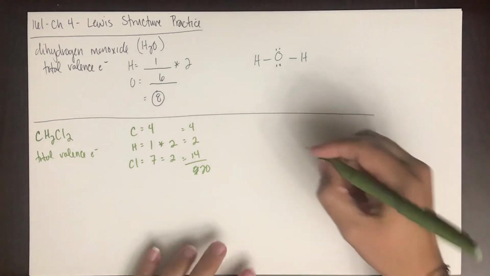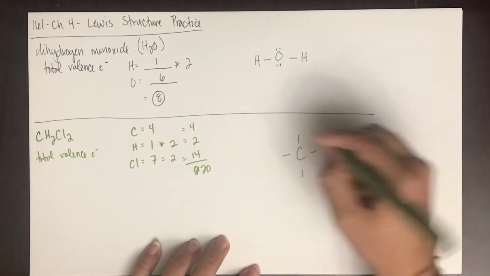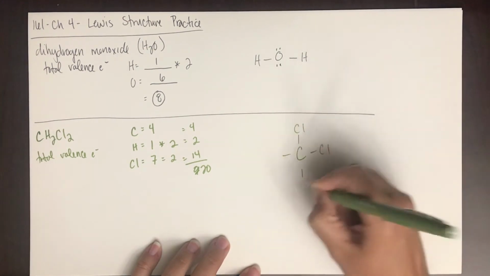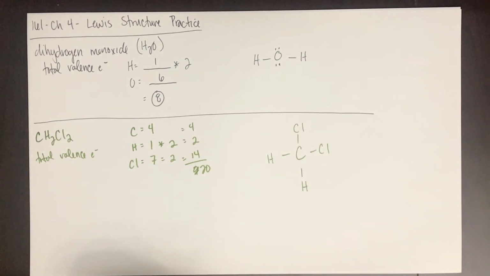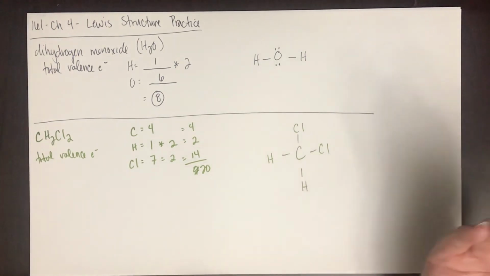So I'm going to go ahead and put the carbon in the middle, and it doesn't matter the way that you orient these. I'm going to put chlorine, chlorine, hydrogen, hydrogen, but it does not matter how you orient them. Just that the carbon's in the middle. So right now I've used 2, 4, 6, 8, and now I have 12 left.